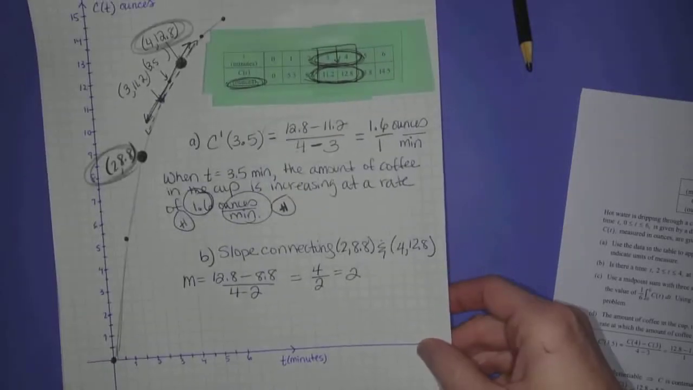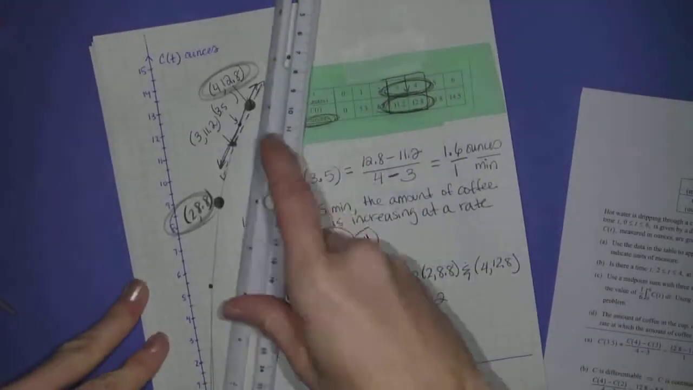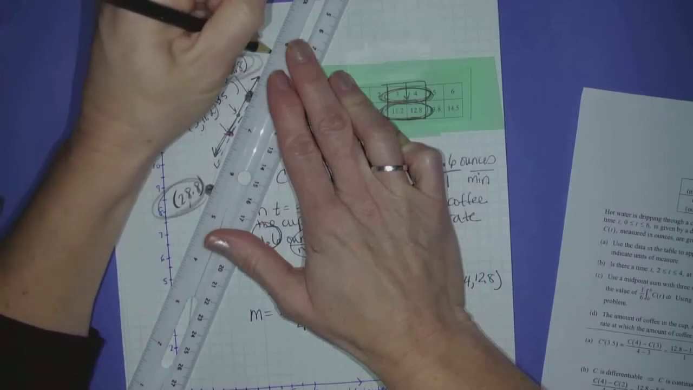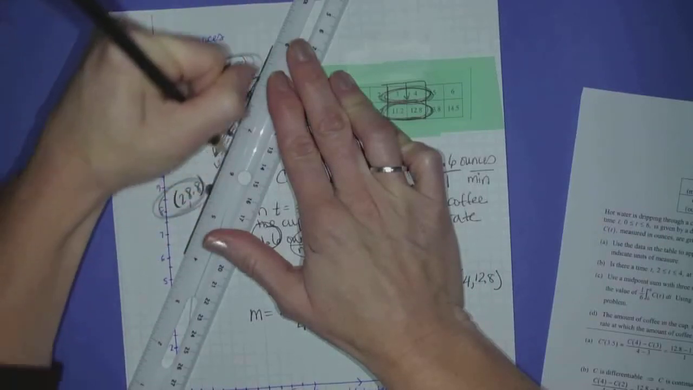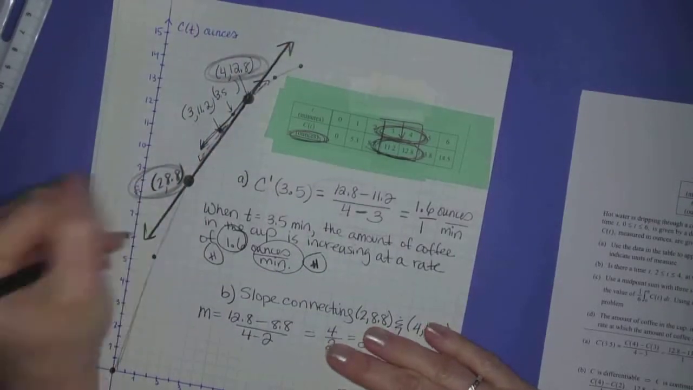So that means the secant line, let me draw this secant line here. That means if I connect these two points, bear with my turning here, with a secant line, the slope of that secant line is 2.